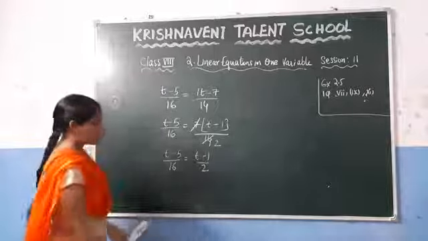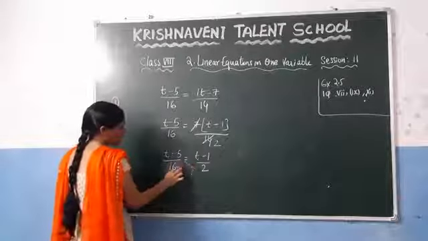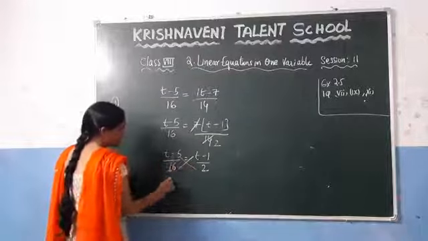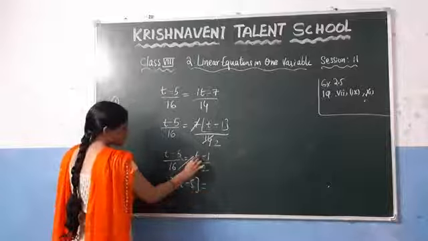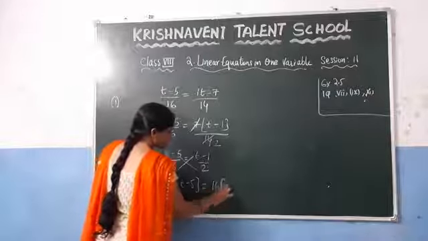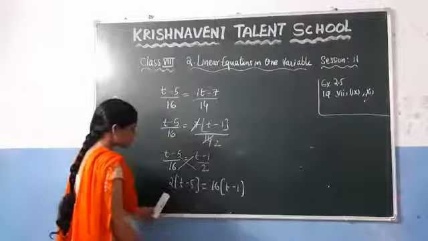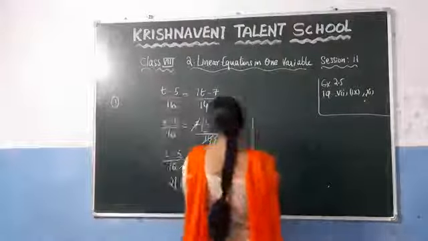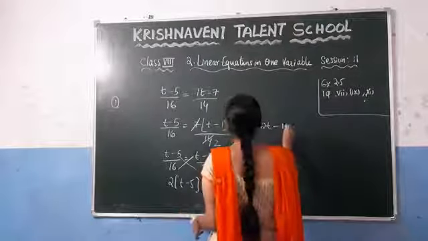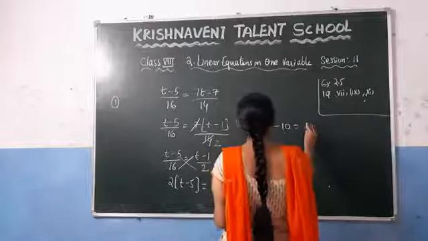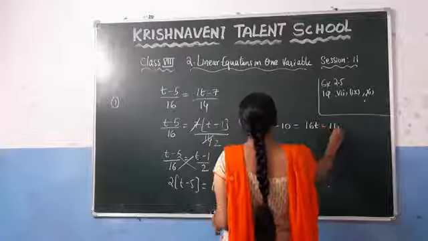Now you can cross multiply because these two fractions are equal. So multiply: 2 into T minus 5 is equal to 16 into T minus 1. So multiplying with 2, what will you get here? 2 into T, which is 2T, minus 2 into 5, which is 10, is equal to 16T minus 16.